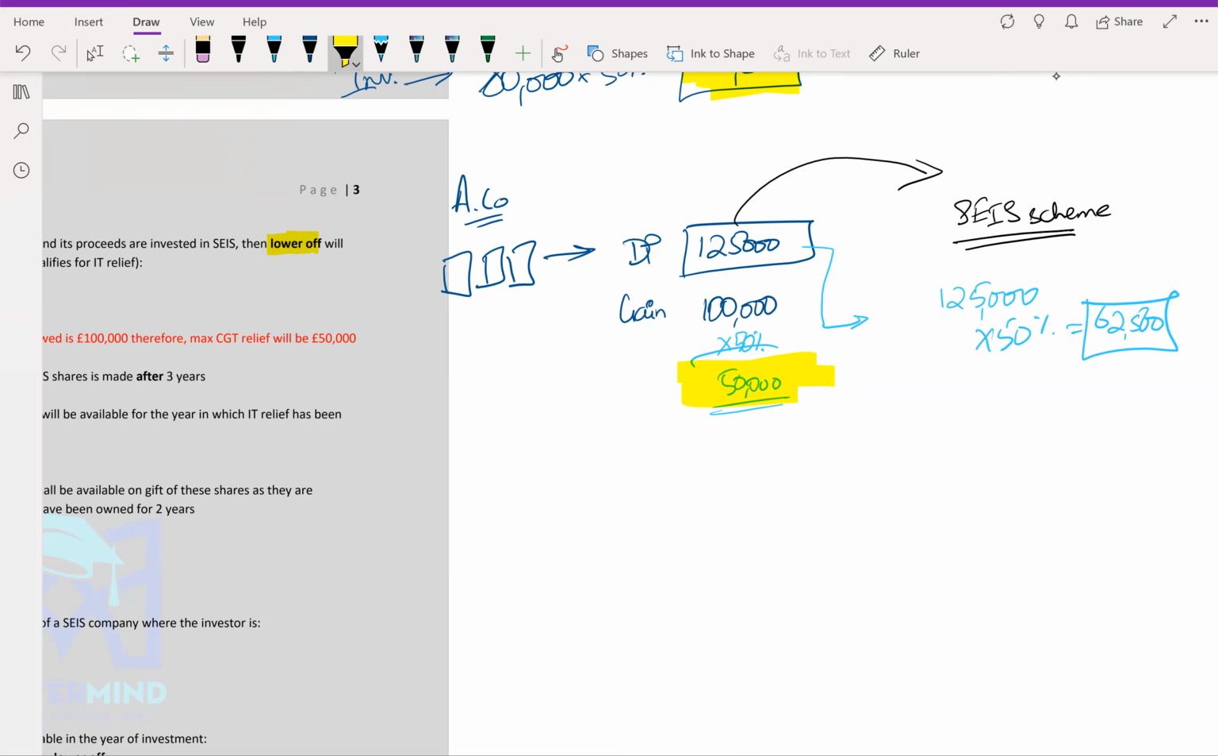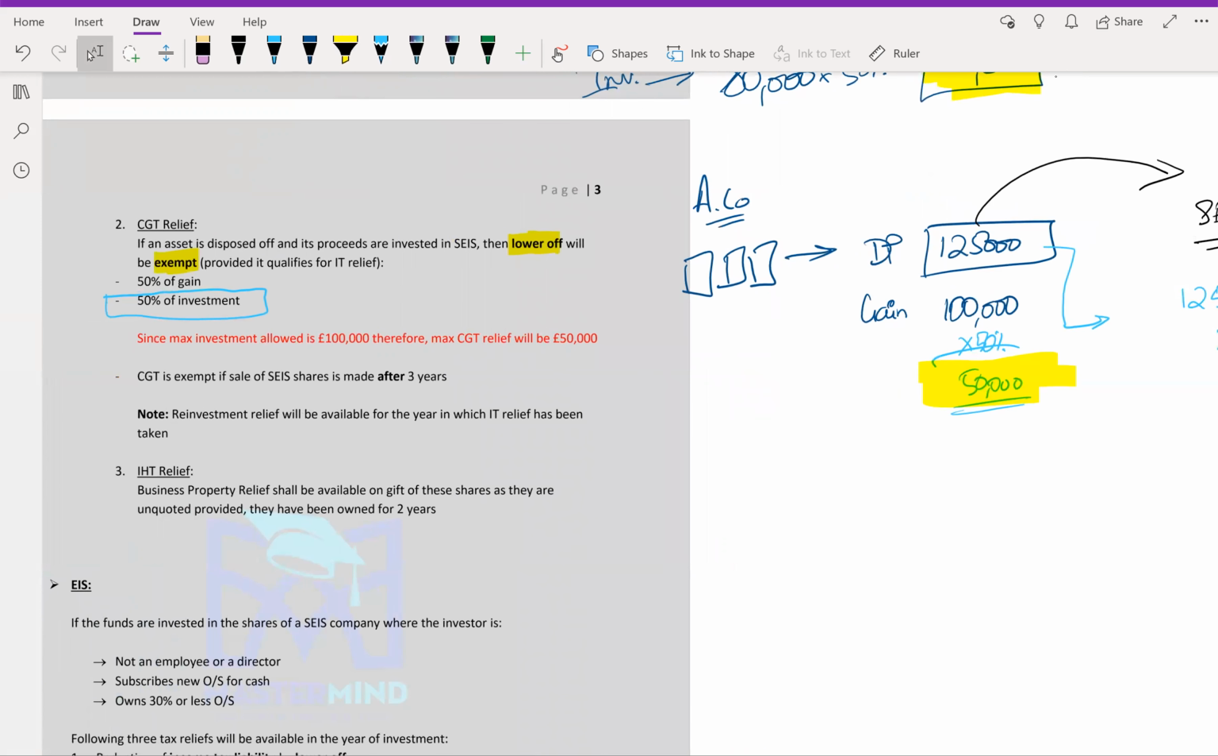This is one thing. The second thing is, since the max investment allowed is 100,000, therefore max CGT relief will be 50,000 pounds, not more than that. Remember, we're talking about the seed round. The company is very small, and what is a seed? You plant a seed first, then you grow a small plant, you water it more, a medium-sized plant, then a large plant, and then a tree. That's the natural cycle. What you have to understand is this is a seed. It's a very small side business.